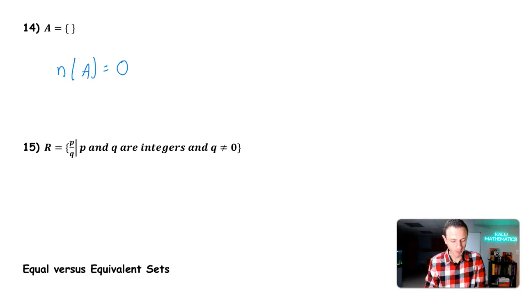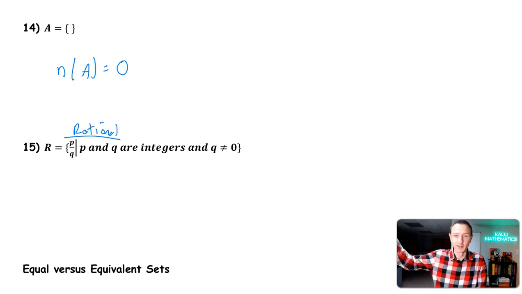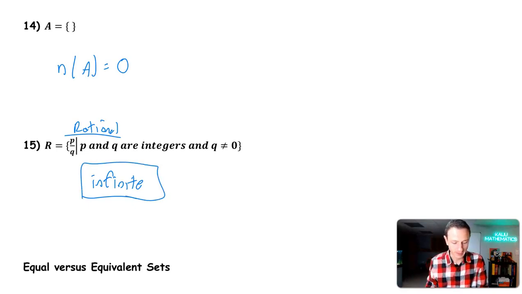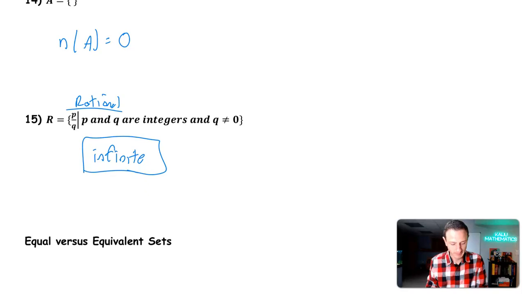15, R is equal to P over Q, where P and Q are integers and Q is not equal to 0. These are the rational numbers that we're talking about. Going back to those definitions, rational numbers could be a lot of numbers. So I can't really define how many values are in there, because it could be 1, 2, 3, 4, 5 all the way through. It could be 1/2, 2/3, 7 over 3, 15 over 11. It could be an infinite amount of terms. So the cardinal value is infinite. I can't define how many elements are in this set, so that's going to be infinite. So the rational numbers are infinite.